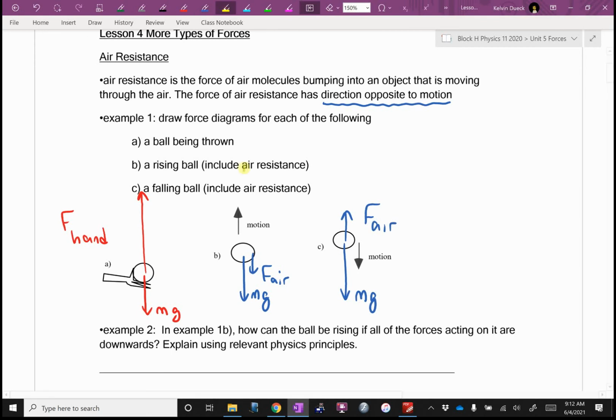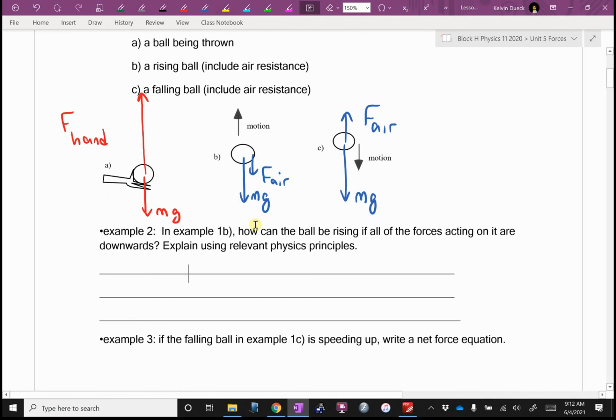Look at this second diagram here. How is it possible, this is what example 2 asks, how is it possible for the ball to be going up when all the forces are pointing down? Are we wrong? How can the ball be going up when all the forces are pointing down? And this has to do with something I've ranted on a couple of times already about what Newton's laws tell us.